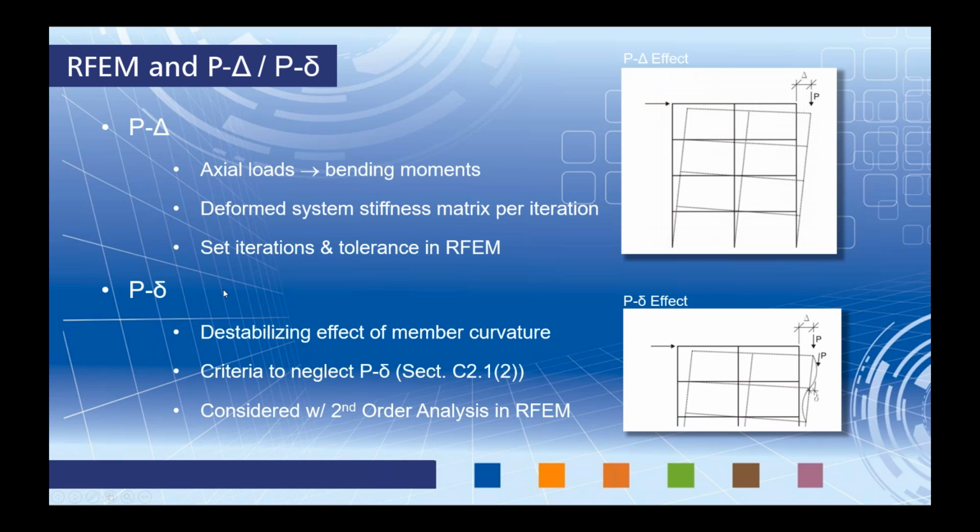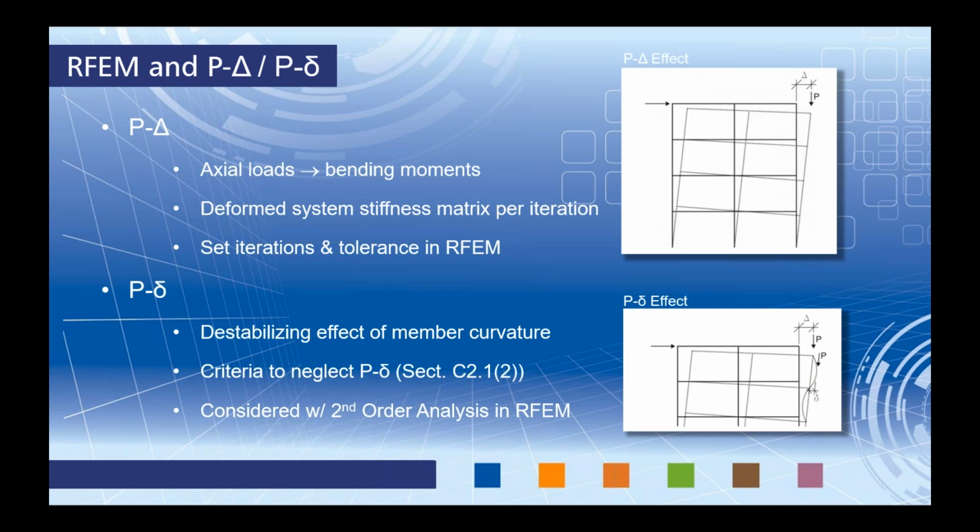P little delta. This we may not be as familiar with. P little delta is a destabilizing effect of member curvature. Again, we can take a look at this picture to kind of view what P little delta actually entails. And it's taking into account the smaller deformation along the member's curvature. Now there is criteria in the code under section C2.12 that we can neglect P little delta. Typically with a lot of cases, P little delta really doesn't have that much effect on your structure.